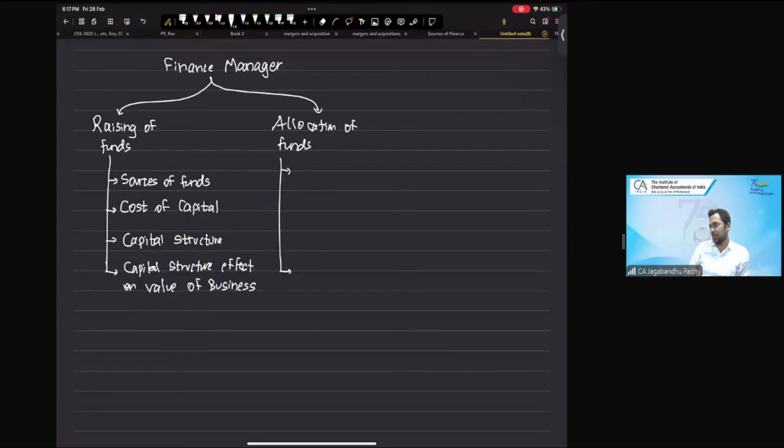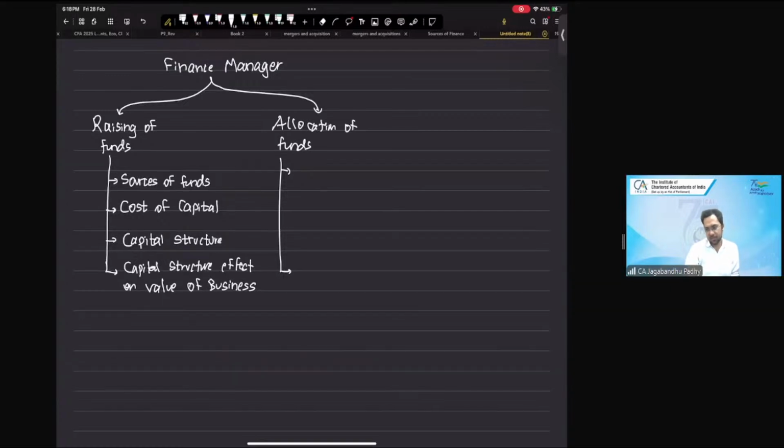If you have raised 1,000 crores by way of equity shares, can you tell me where I am going to put that money? How can I invest that money? I'll obviously buy certain assets, right? But if I ask you to give me the classification or types of assets in which you can put the money.